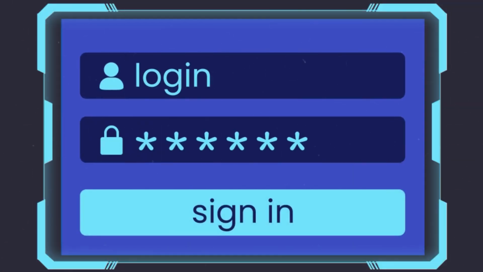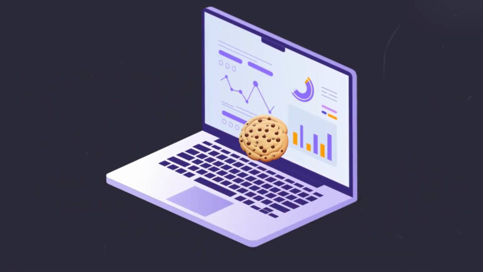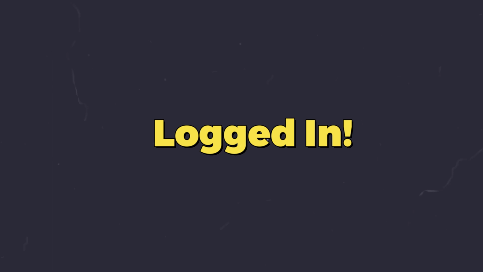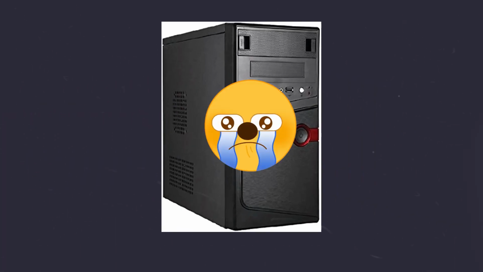When you log in to a website, it stores a cookie on your device, which helps that website recognize you and automatically log you into your account next time you visit. This is stored on your device, and if someone steals this cookie, they can use it to log in to your account without even knowing your password or doing anything else.